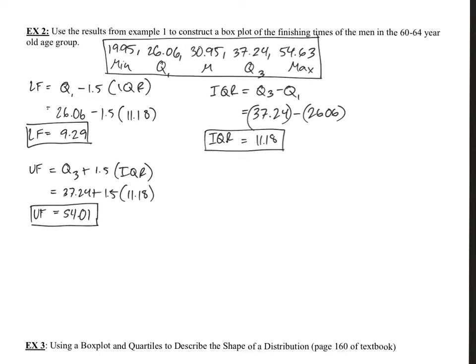Now the next step is to draw a vertical line long enough to include the maximum and minimum. We know we need to include 9.29 and 54.01, and we also have a value that's in the 60s from our data. So for safekeeping, I'm going to go from 0 to 60. So 0, 10, 20, 30, 40, 50, and 60.